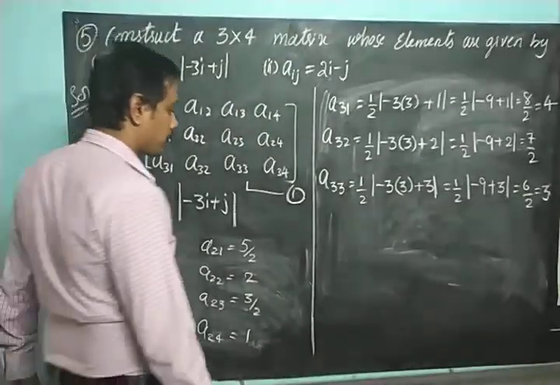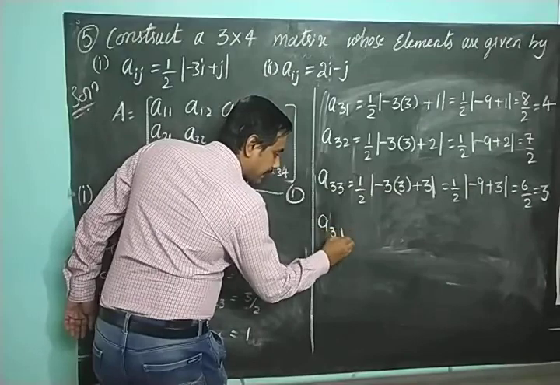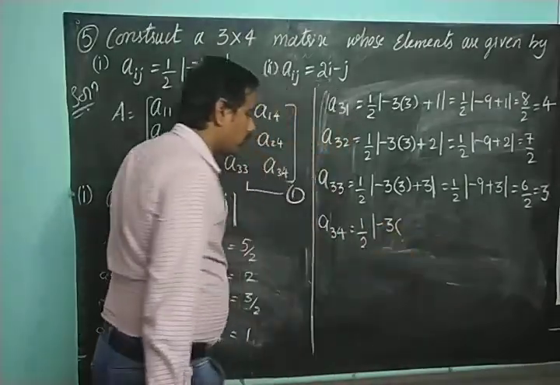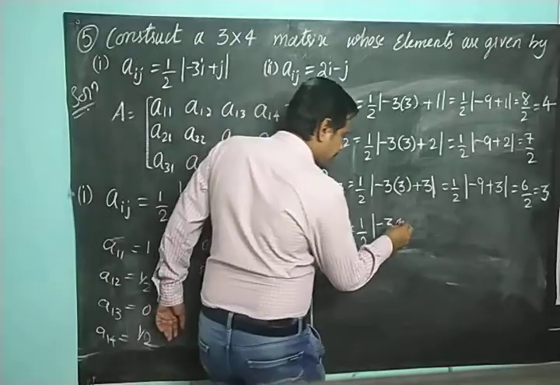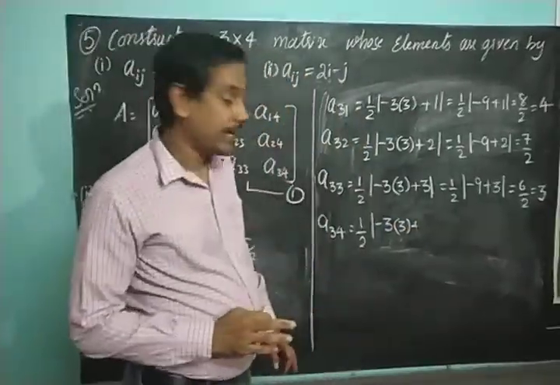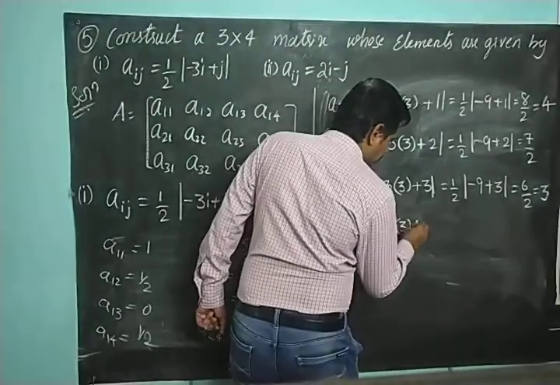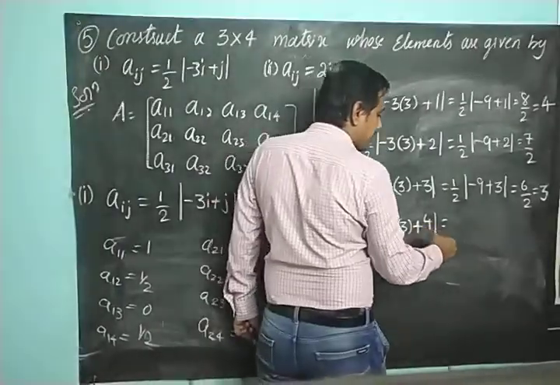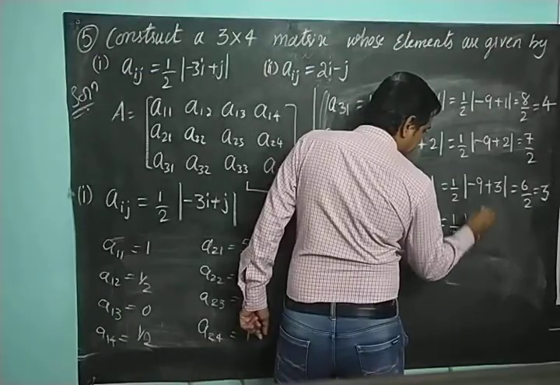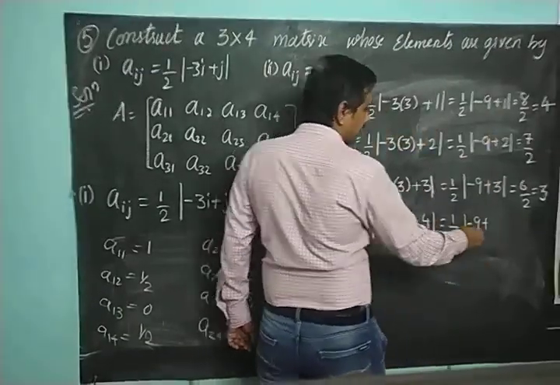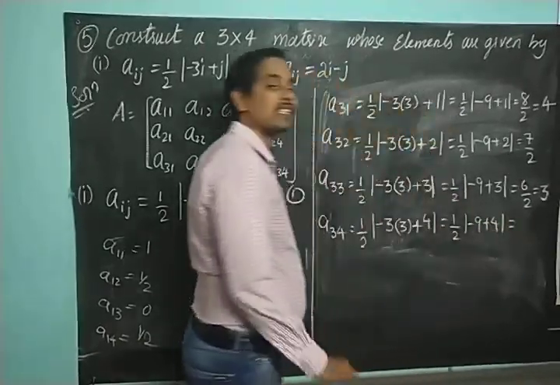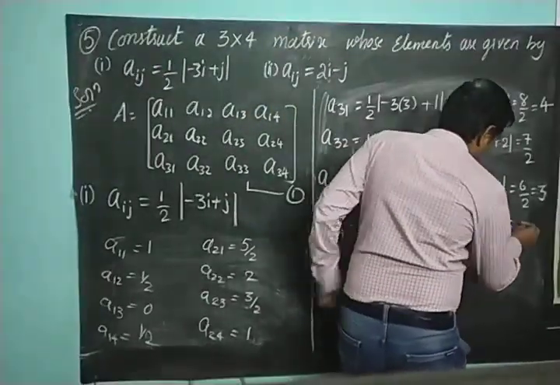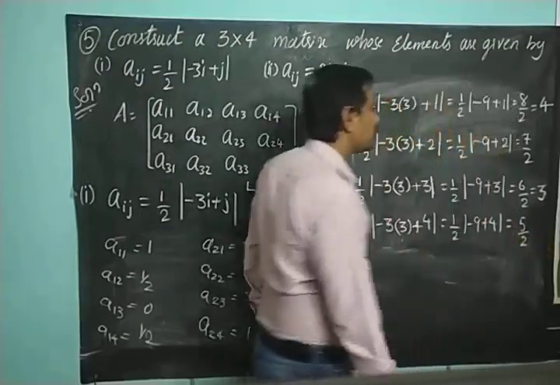Fine. I hope you understood. What is A34? 1 by 2 as it is. Minus 3 into i, as we all know, it is 3. What will be j? It is 4. So minus 3 into 3 is, friends, we know it is minus 9. Minus 9 as it is, as we got from all these things, plus 4. What will be minus 9 plus 4? That is minus 5. Out of mod it will be plus 5. So it is 5 divided by 2. Right?